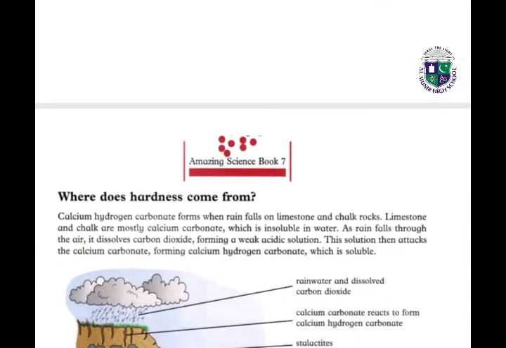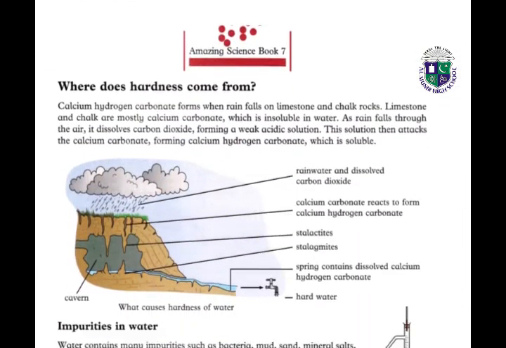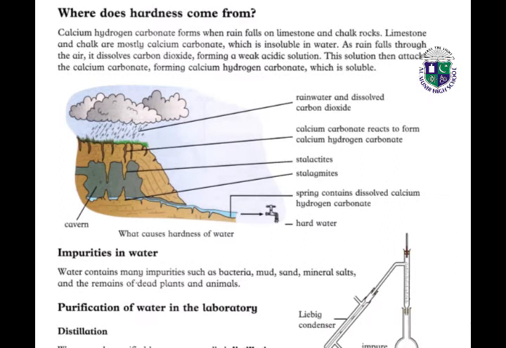Where does hardness come from? Where does this hardness come from? Where do all these minerals mix into water? Calcium hydrogen carbonate forms when rain falls on limestone and chalk rocks. When rainfall happens on these kinds of rocks, limestone and chalk, it comes into the rainwater. Limestone and chalk are mostly calcium carbonate, which is insoluble in water. Calcium carbonate is insoluble in water, it does not dissolve.